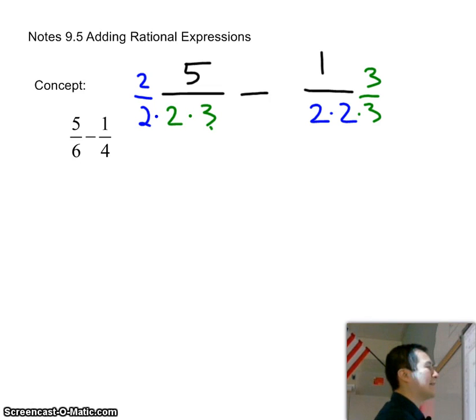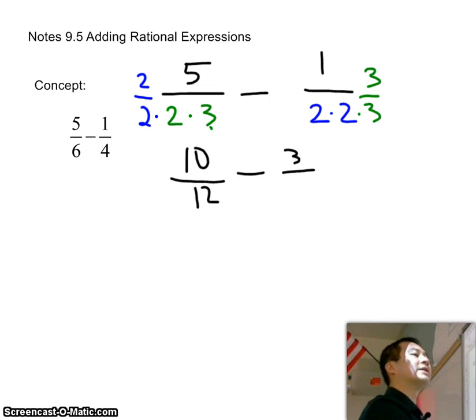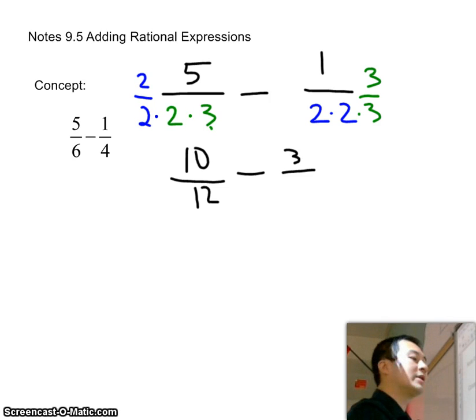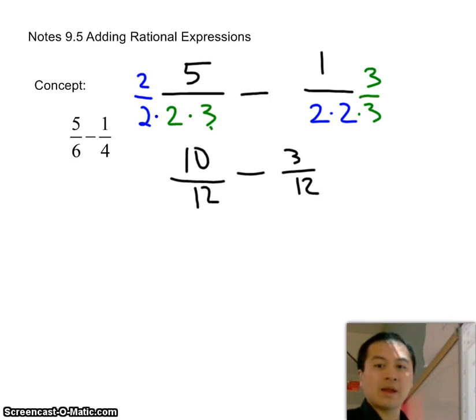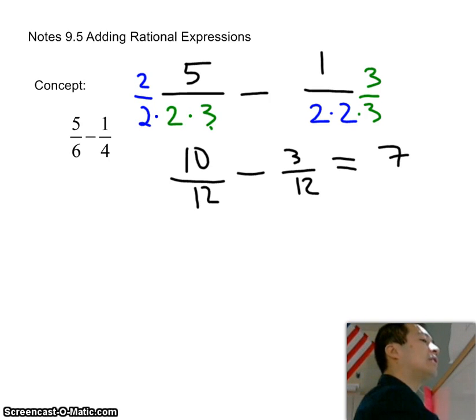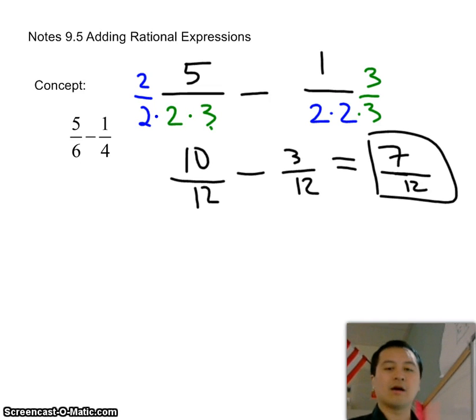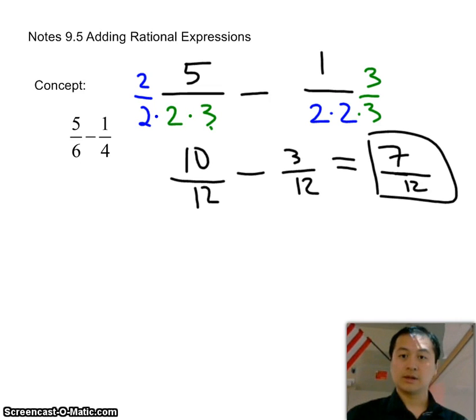Good? Excellent. So over here, the top becomes 10. The bottom becomes 2 times 2 is 4 times 3 is 12. Over here, the top is 3. The bottom is 2 times 2 is 4 times 3 is 12. Look at that. They're the same numbers. 10 minus 3 is 7 over 12. That's it. How do you feel about the idea, the concept behind that? Good.